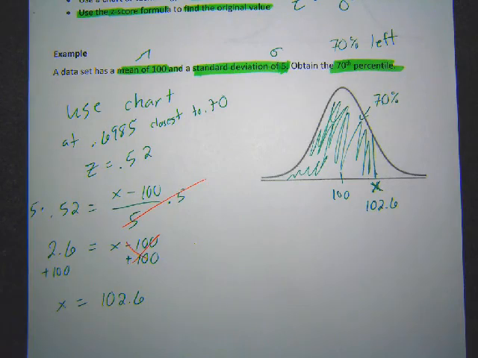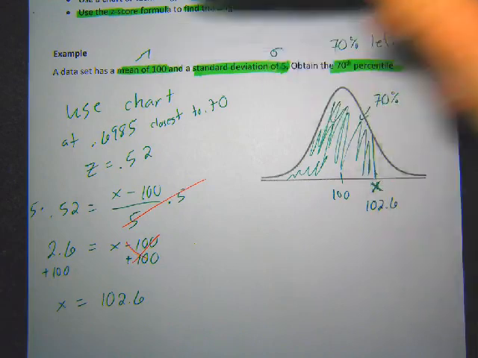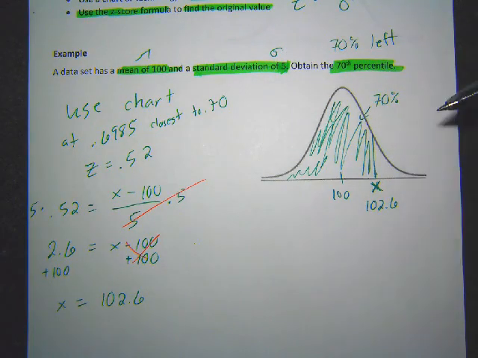You could double check this by going the other way. You could take this 102.6 and that mean of 100 and standard deviation of 5, throw it in your normal CDF, and see if it gives you 70%. And if it does, you did it right.